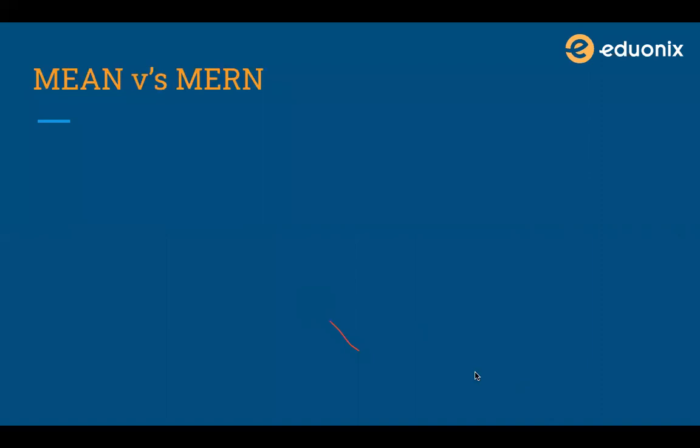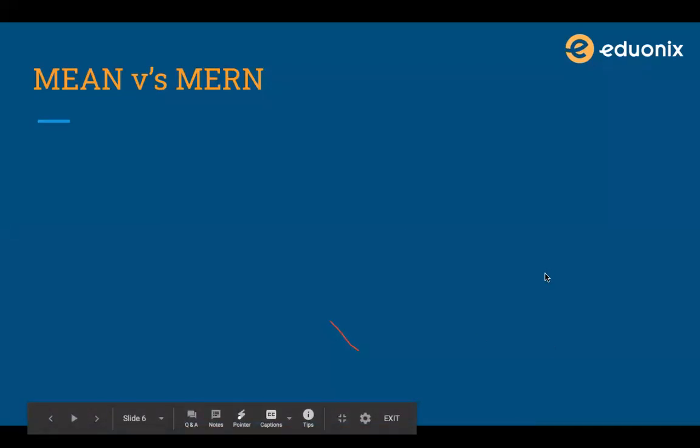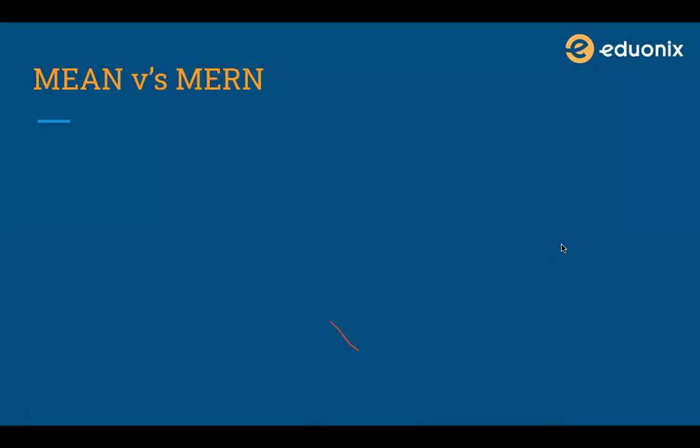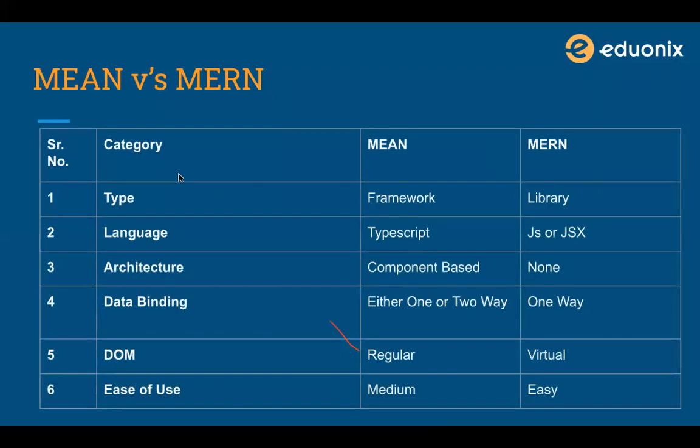So now the most common question which all of you have been asking is, what does it mean to be a MEAN or MERN developer? I'll explain to you the benefits or the differences between the two. So first of all, see the parts. If I talk about Mongo, Express, Angular, and Node, this is MEAN, and replacing Angular with R, or React, becomes MERN. So how do these two differ?